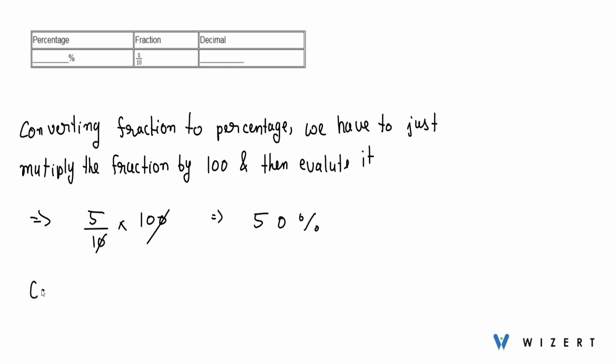And now in the next step we are converting the fraction into the decimal form. So convert to decimal. 5 upon 10 can be simply written as 0.5. So this will be our required final answer.